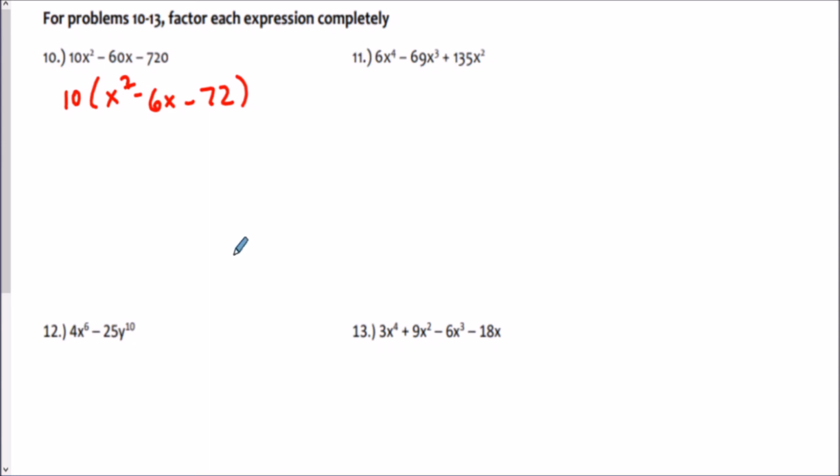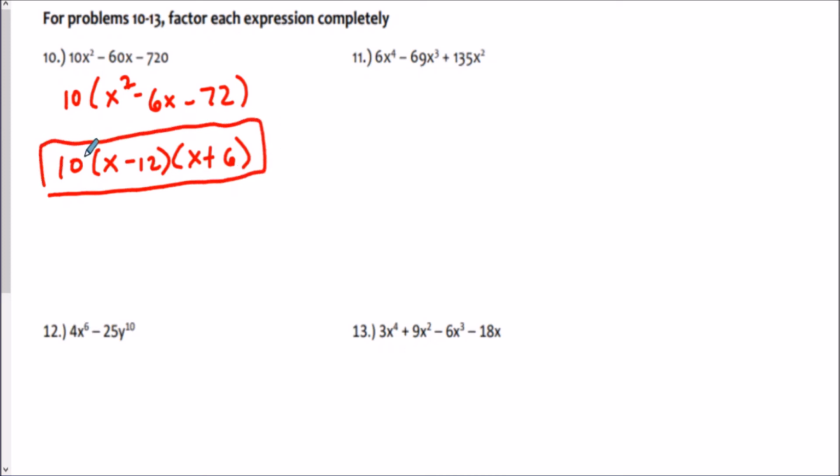So I'm going to split this one up. This is what I call the simple method. If I say x minus 12 and x plus 6, that multiplies to negative 72, and it adds up to negative 6, so that's good. And then I'm not going to forget to bring down this 10. If you don't include the 10 in your final answer, you are missing a factor that you need to get this starting expression back.